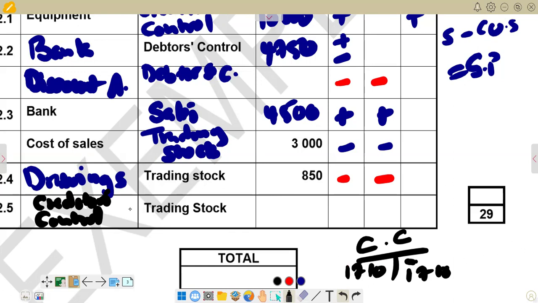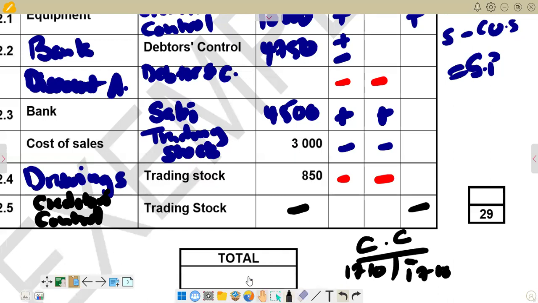So basically, this is what we have. Debiting creditors control, which is a liability, is a minus. So it's a minus on liabilities, which is this side, a subtraction. And then trading stock is an asset we are crediting. So it's a minus again on the part of assets. When you credit assets, it's also a minus. So we put a minus again. So this is what we have, guys, according to this question.